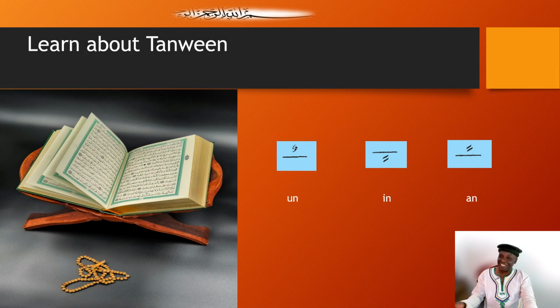Welcome again to the next lesson where we're going to be learning about Tanween. As you know, Tanween is a very important set of letters in Arabic because they give you certain pronunciations that are very, very important. So let's look at more of these and see how Tanween is pronounced.